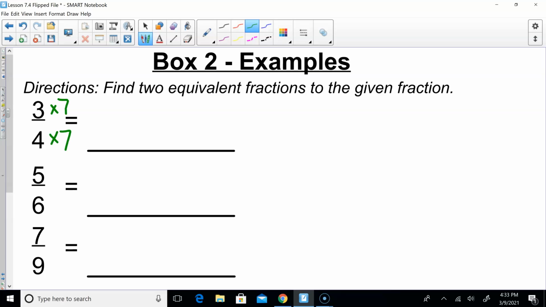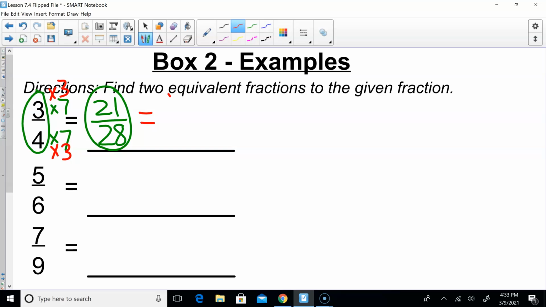Why not? 3 times 7 is 21. 4 times 7 is 28. So 3/4 is equivalent to 21/28ths, which is also then equal to, we can go back to our 3/4 again, and this time we're going to times them by, we'll go with the red color, 3. Why not? So 3 times 3 is 9, 4 times 3 is 12, so 3/4 is equal to 21/28ths, which is also equal to 9/12ths. So notice a lot of fractions can be equal to each other.